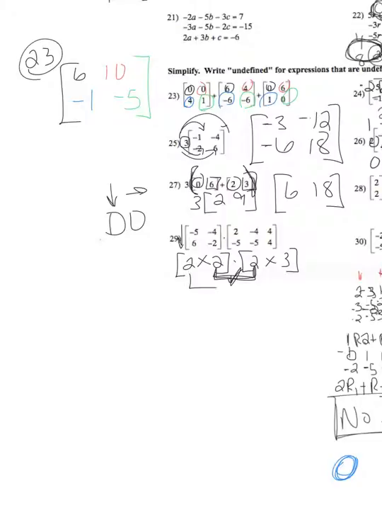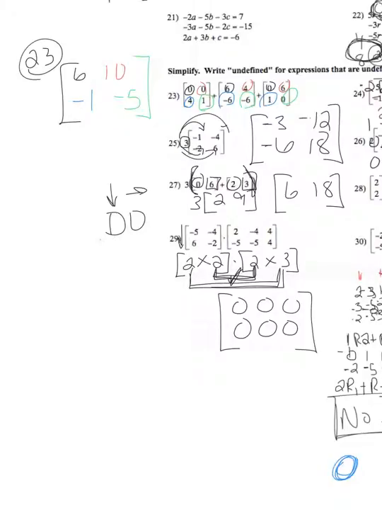If it's going to work, then this is the answer. So the answer is going to be 2 down and 3 across. That's what the answer is going to look like. The answer is going to be a 2 by 3.